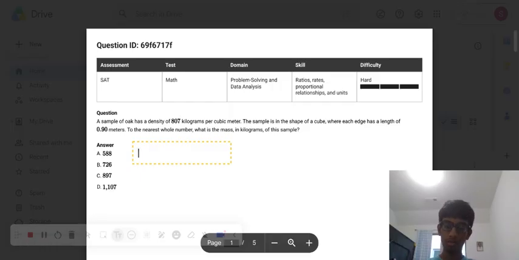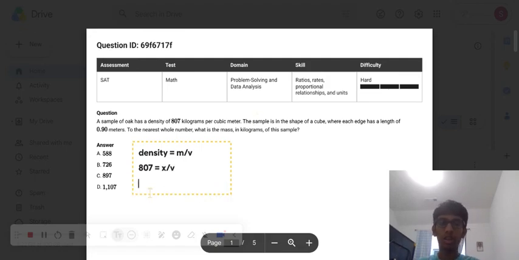So I'll just use the formula method first and then tell you what's the difference between dimensional analysis and our formula. So our formula is density is equal to mass over volume, right? So we know our density is 807, and we don't know what mass is. That's what we're trying to find. So x. Or volume. So now what is volume? Well, you know the sample's in the shape of a cube, where each length has an edge of 0.9 meters. We know that volume is equal to s to the third, where s is the side length, in a cube. And we know that in this case, s is 0.9 since it says the edge is 0.9 meters.